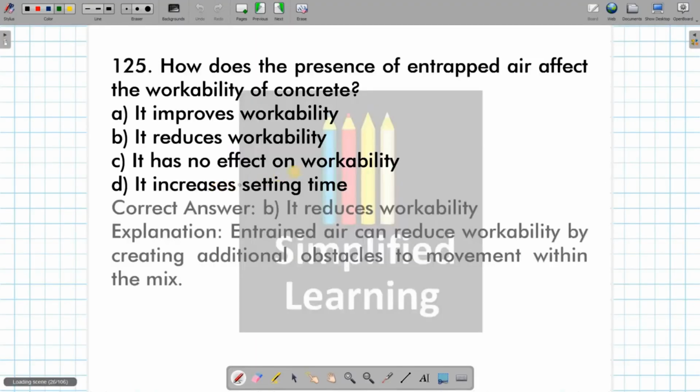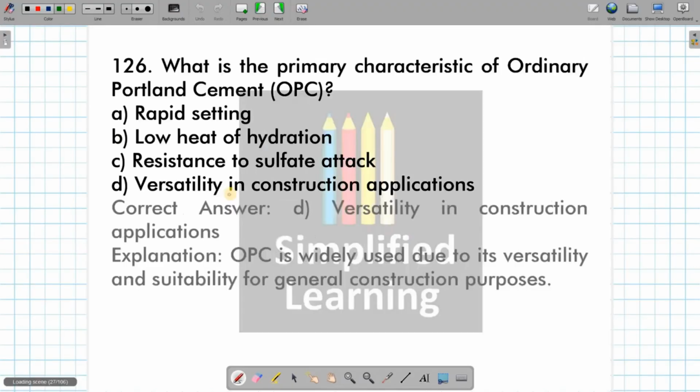It reduces workability. Then how does the presence of entrapped air affect the workability of concrete? See, it reduces the workability. We have already seen this one. Then let's see some questions regarding OPC, that is ordinary Portland cement. What are the primary characteristics of OPC? The answer is versatility in construction applications, right?